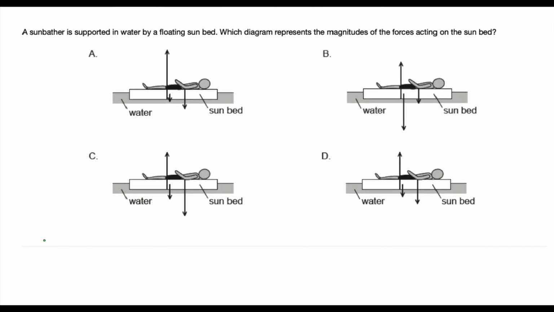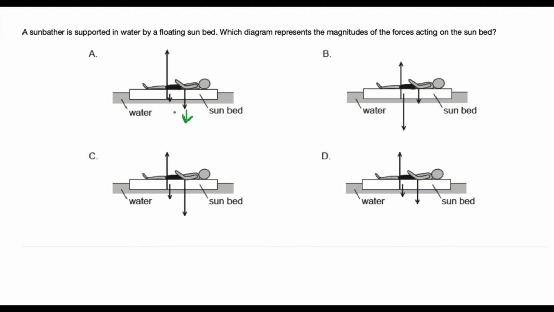A sunbather is supported in the water by a floating sunbath. Which diagram represents the magnitude of the forces acting on the sunbath? So there are 3 forces on the diagram in total. One upward normal force, the weight of the person on the sunbath, and the weight of the sunbath. And in order for them to be stationary, they're going to have a net force of 0, and the length of their force vector represents the magnitude of their forces.